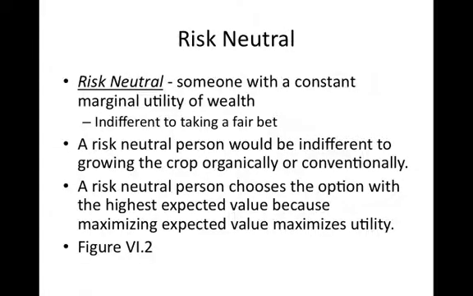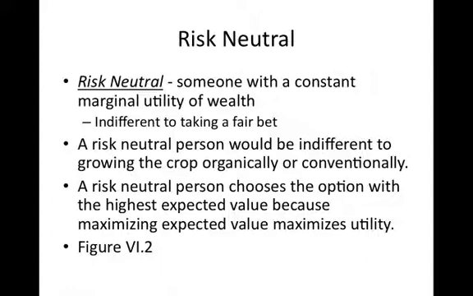People who are risk neutral are those whose marginal utility of wealth is constant. These are people who would be indifferent to taking a fair bet. A risk-neutral person would also be indifferent to growing a crop organically or conventionally in the other example. And the reason for that is that the expected value of the organic crop was identical to the expected value of the conventional crop. Now, what doesn't matter in this particular instance is risk. And in fact, a risk-neutral person chooses the option with the highest expected value because maximizing expected value maximizes their utility. The variance or the risk that they face doesn't enter into their decision to actually undertake a particular gamble or risky situation.